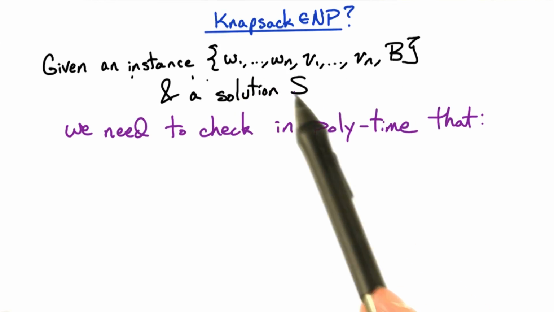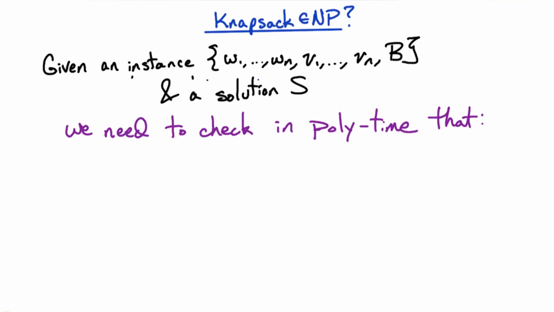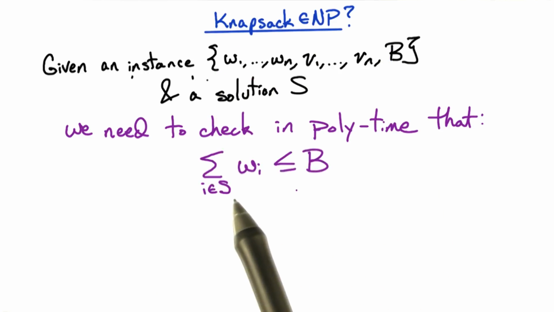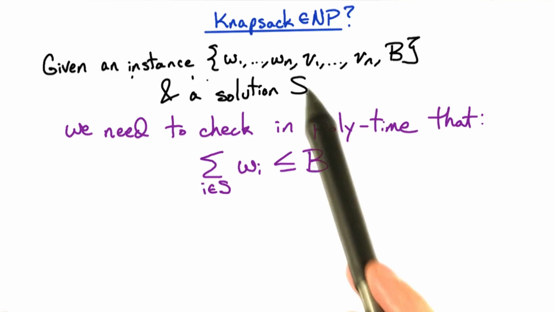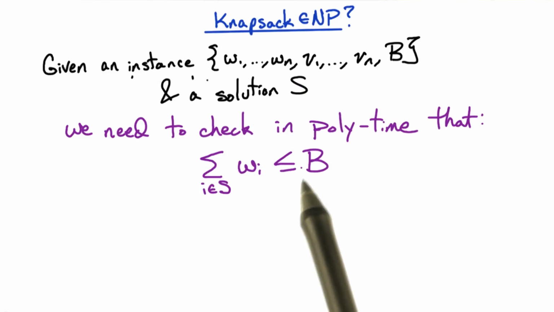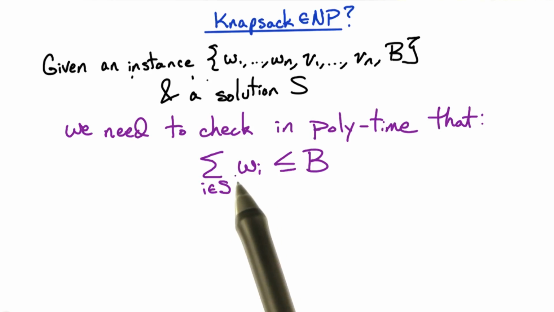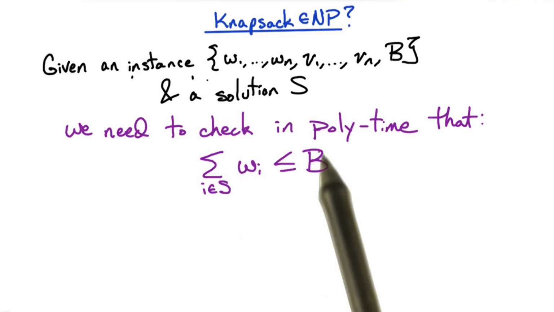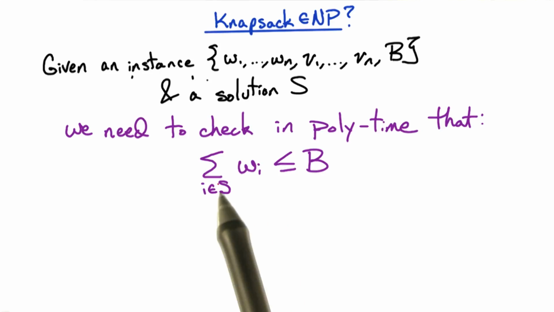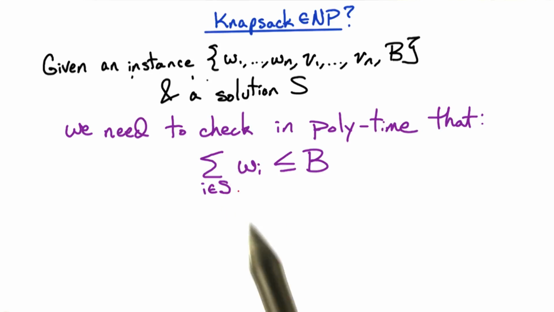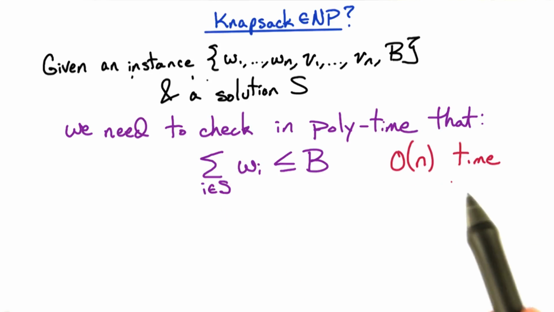In order for S to be a solution for this input, what do we need to check? Well, we have the constraint that the total weight of the objects in this solution is at most capital B. So we have to check that the sum over objects in this subset of their individual weights is at most capital B. Well, this is quite straightforward to do. We're just summing up at most n numbers. So this takes at most order n time.